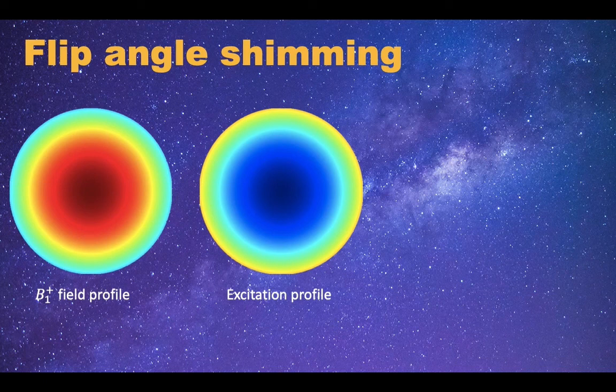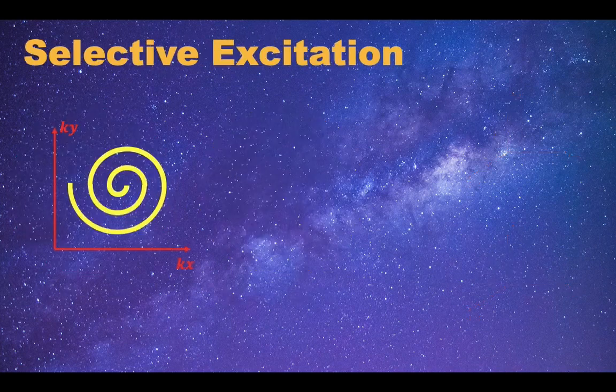And since the variation of the B1 field usually has low spatial frequency, we do not need precise control of the excitation K-space. Commonly used methods include KT points, which uses a few points in the K-space, and spokes, which uses a few lines in the K-space.